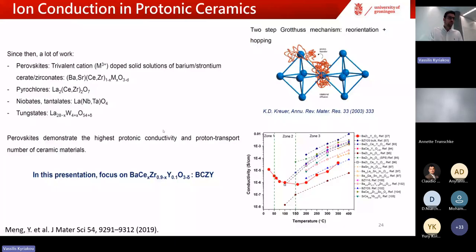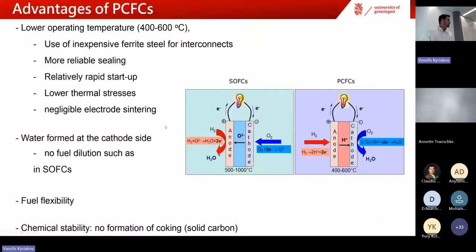The material that we are focusing on and developing in our lab is barium cerium zirconium yttrium oxide, typically also doped with ytterbia. So it's quite an exotic configuration with a lot of elements, but it's really worth the effort. Now, in terms of the advantages of such a system, we'll start with protonic ceramic fuel cells.